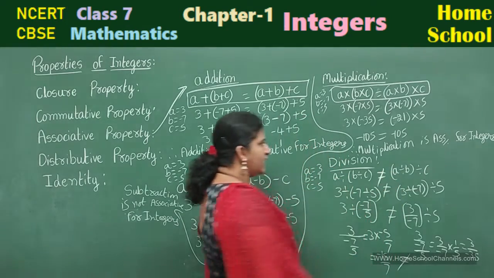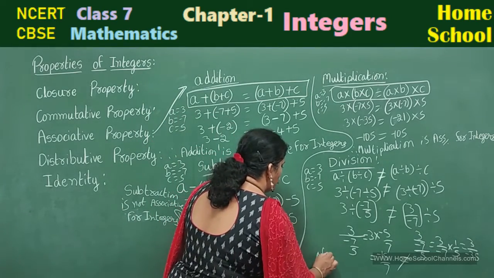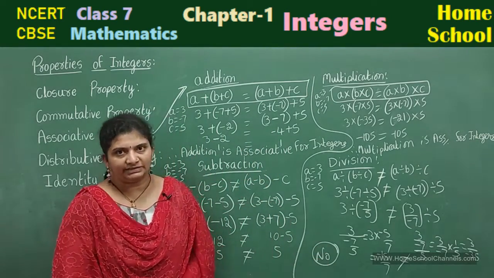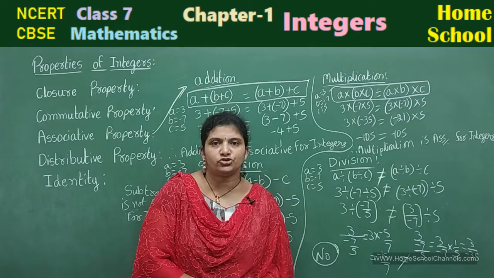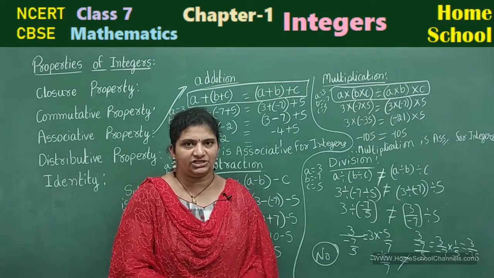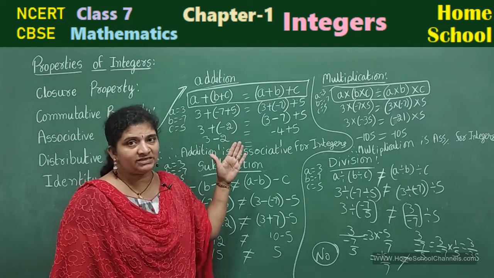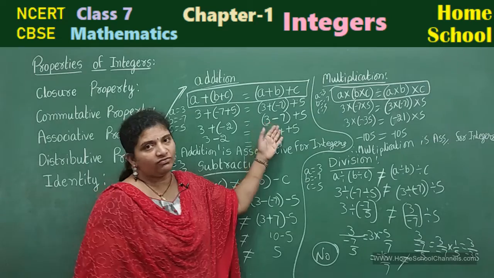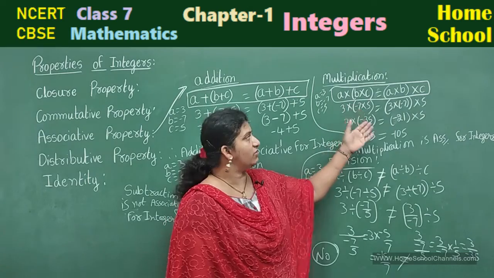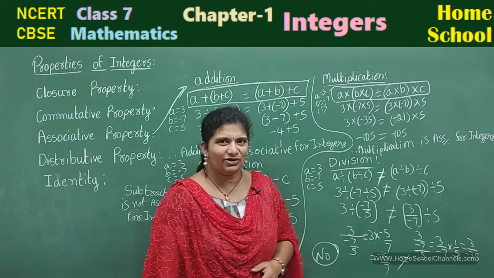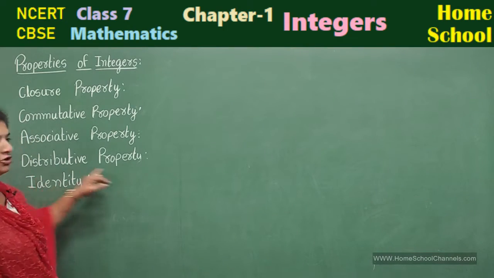Therefore, what you can say? Division is not associative for integers. So, the associative property holds good, or it is true, for only addition and multiplication. What is the property you need to remember? For addition, A plus of B plus C is equal to A plus B of plus C, and for multiplication, A into B into C is equal to A into B into C. Okay, is this clear? Now let's see the next property, distributive property.